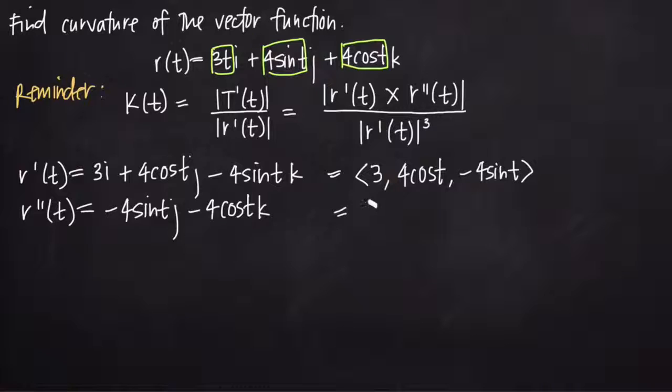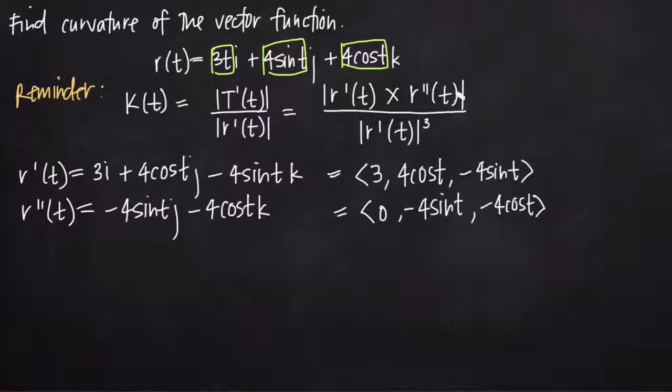The components of the second derivative here, we're going to get 0, because remember we have 0i, negative 4 sine t in front of the j, and then negative 4 cosine t, like this. So those are the components of the second derivative. We needed to pull those out because notice that we have to take the cross product of our first and second derivative.